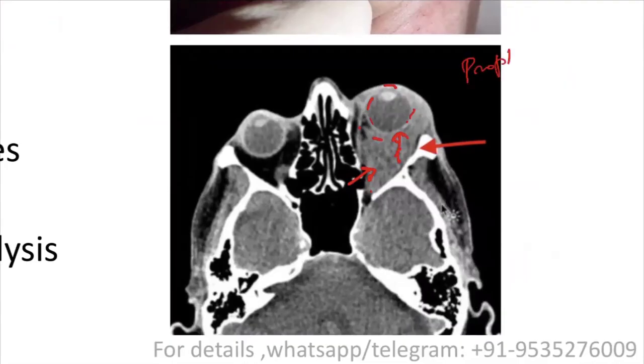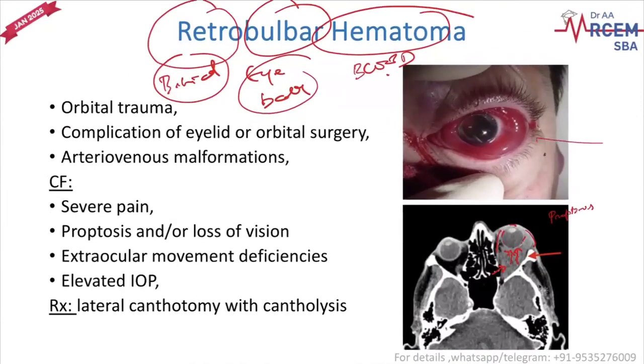So proptosis is seen. Because the eyeball is pushed outwards, the extraocular muscles attached to the eyeball get stretched. So any movements will be painful, and he will have restricted eyeball movements. The usual appearance will be like this. He will complain of severe pain, like in compartment syndrome, and the eye is moved outwards. Even loss of vision might be there if there is compression over the optic nerve. Extraocular movements become difficult, and this will result in a rise in intraocular pressure.